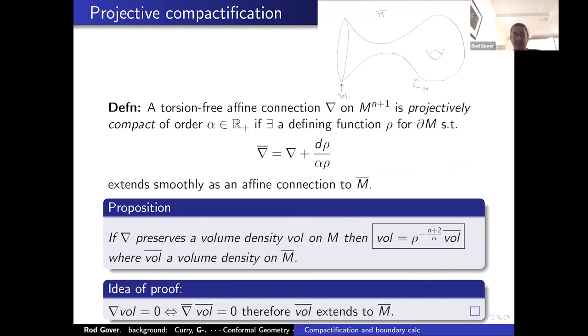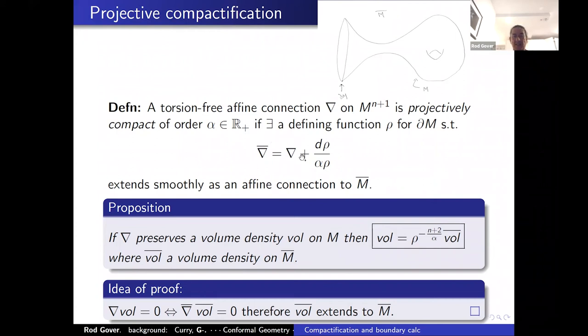What we do here, and this is the theory developed with Andy Chapp, is produce a notion of projective compactification that is, in a sense, a true analog of conformal compactification. So we would claim it's the right analog for projective geometry of the notion of conformal compactification in the sense of, say, Penrose.